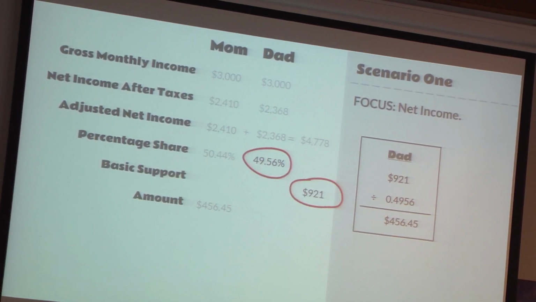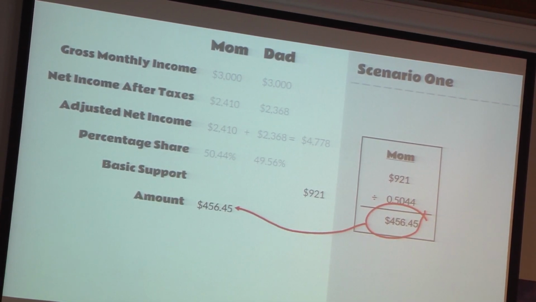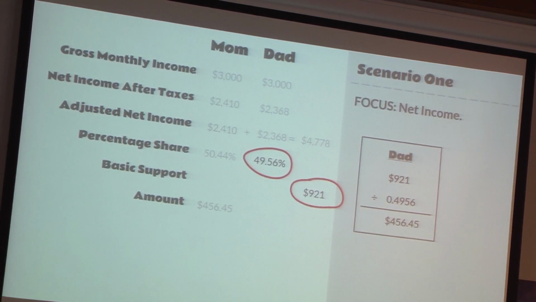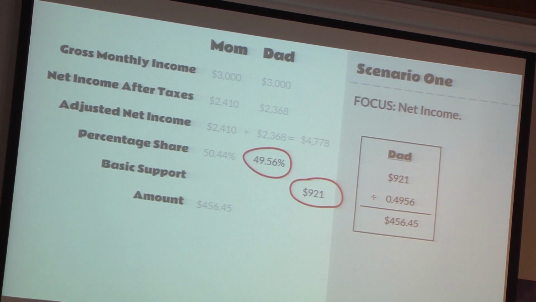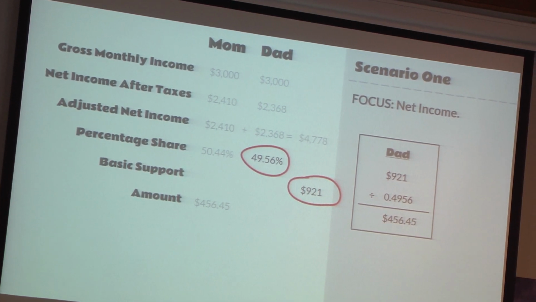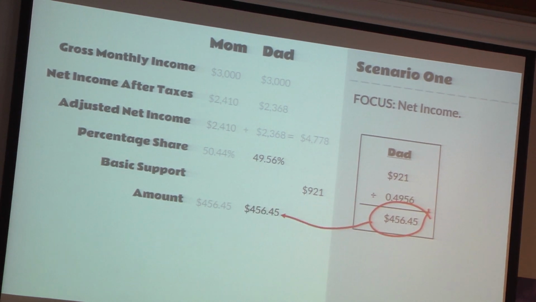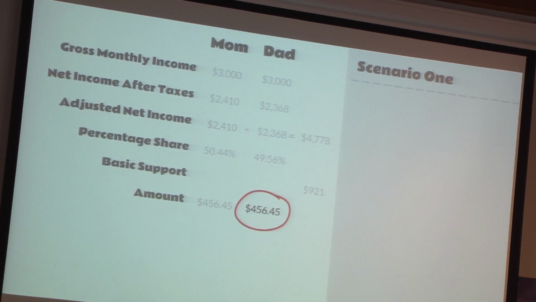Ooh, maybe I made a mistake. What do you think? Well, it doesn't matter. You get the general idea, right? You're supposed to take 921 multiplied by 49.56, and I bet it's a slightly less number. But I think you get the general idea. So that's how we calculate support after taxes.